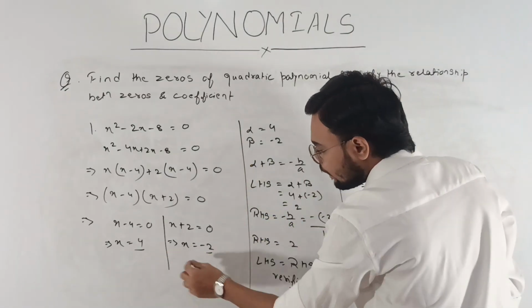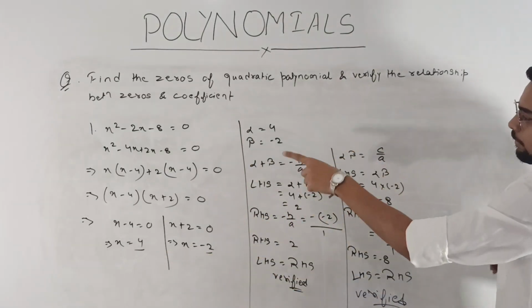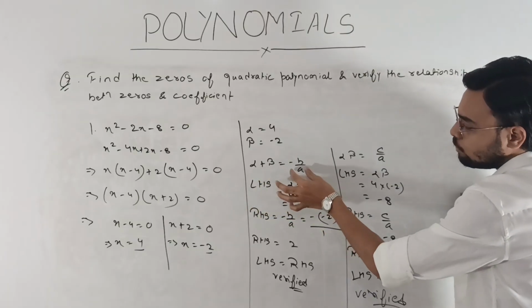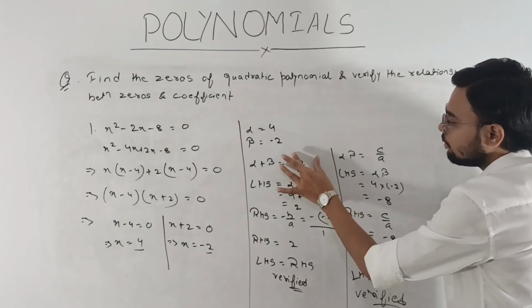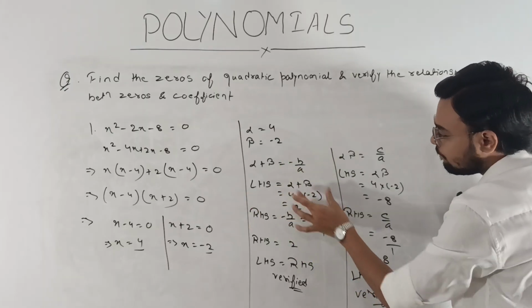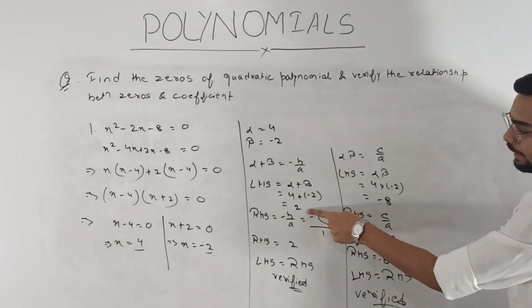Then we get two zeros, 4 and minus 2. Now we have to verify this relation. First, alpha plus beta is equal to minus b upon a, that is, the sum of zeros is equal to minus b upon a. LHS is the sum of zeros, alpha plus beta. Then I put 4 plus minus 2, and I get 2.